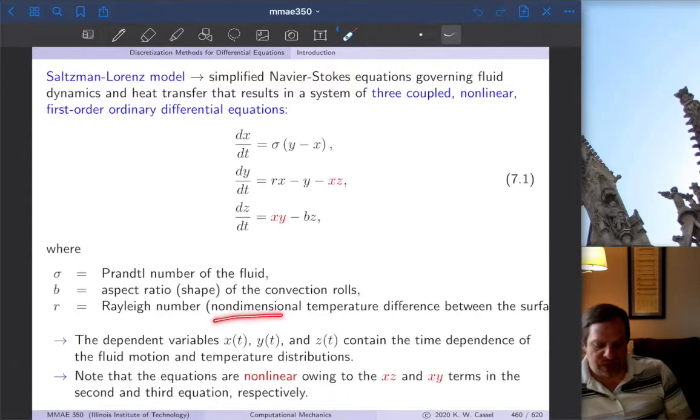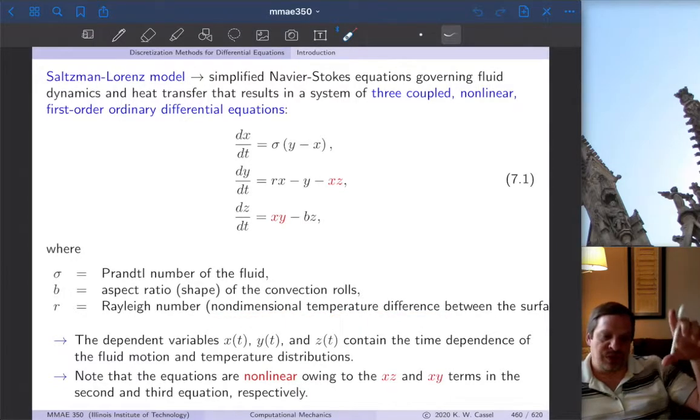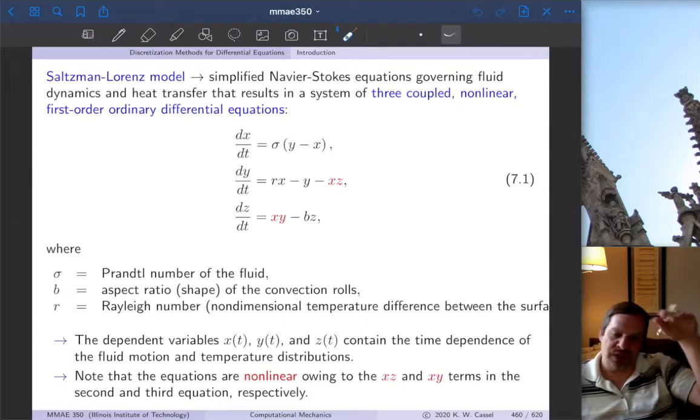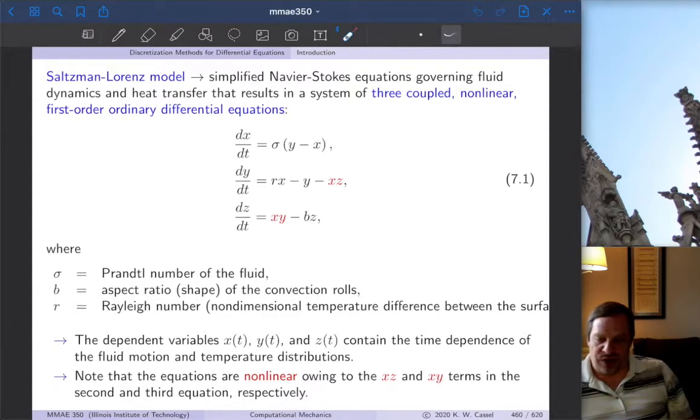And that's basically a non-dimensional temperature difference. So the bigger the temperature difference between the two plates, the larger the Rayleigh number is, and we'll take a look at the effect of that.